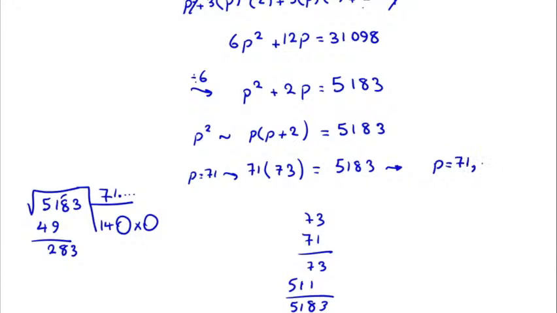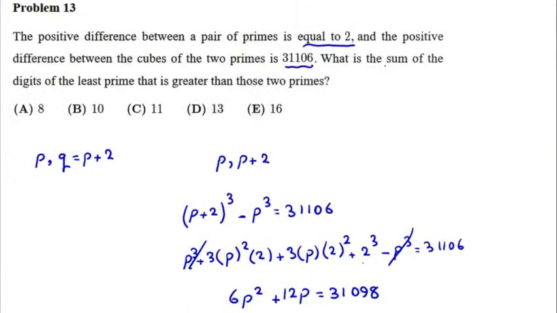is p equals 71, and the next number, p plus 2, is 73. They are both primes. And what does the problem want? It says, what is the sum of the digits of the least prime number that is greater than these two prime numbers, 71, 73. The next prime: 75, no, multiple of 5; 77, no, multiple of 7; 79. The sum of the digits is what? 7 plus 9 is 16. So the answer is E.